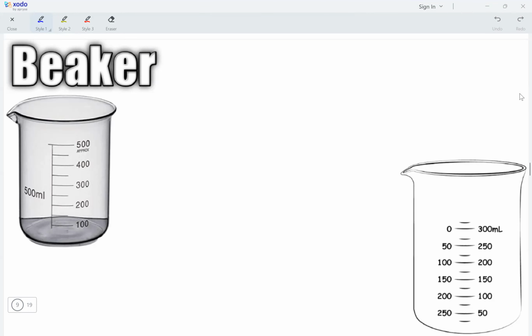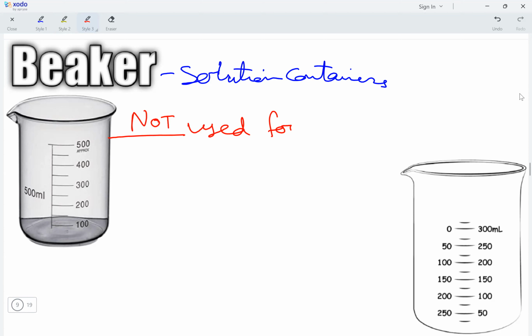A beaker is a piece of apparatus found in a chemistry lab that is usually used to contain liquids. It is not used to measure any volume. The graduations on a beaker are there just to suggest how much liquid is present inside the beaker. They have a very wide diameter and are only used as containers. So, solution containers, not used for measuring volumes.